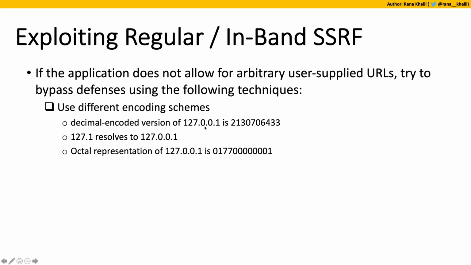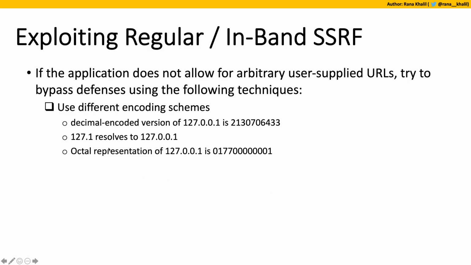So instead of using 127.0.0.1, which is contained in the blacklist, and so your request would automatically be rejected, what you could do is try the decimal encoded version of localhost, which is 21.30.76.4.33. So in this scenario, when you request http:// this number over here, it'll resolve to localhost, and this way you've bypassed the blacklist and you were able to access the application on localhost. There's another lab that is dedicated specifically to bypassing blacklist defenses, and we'll see that in one of the videos.